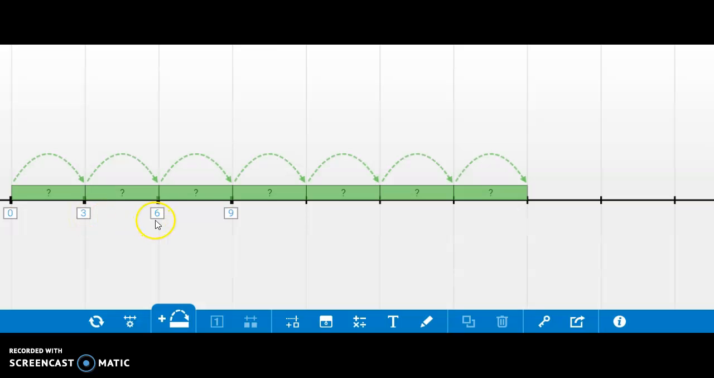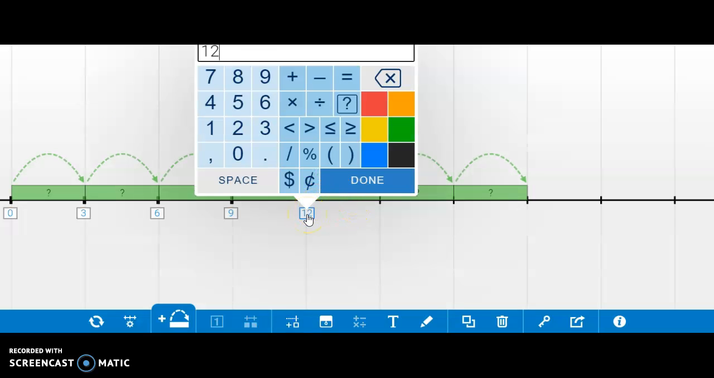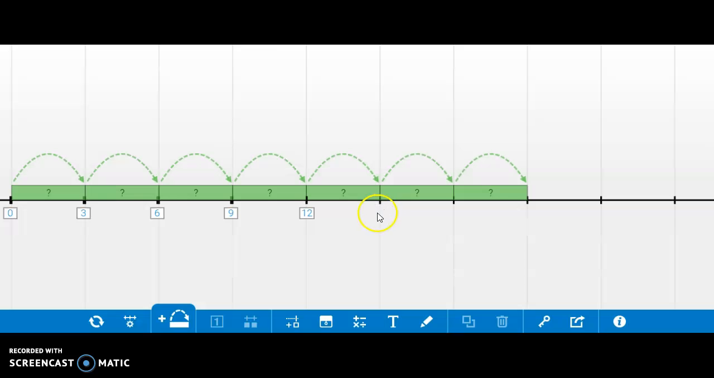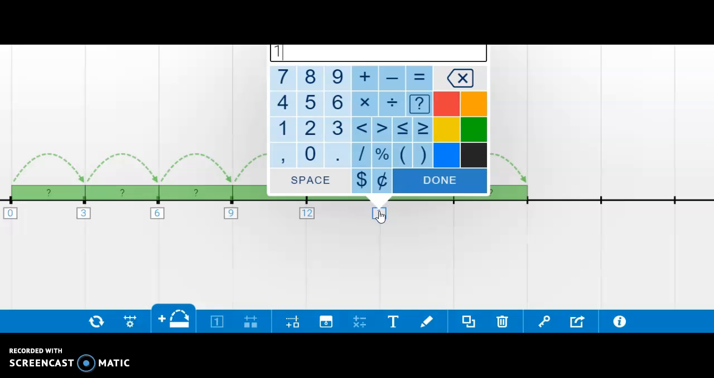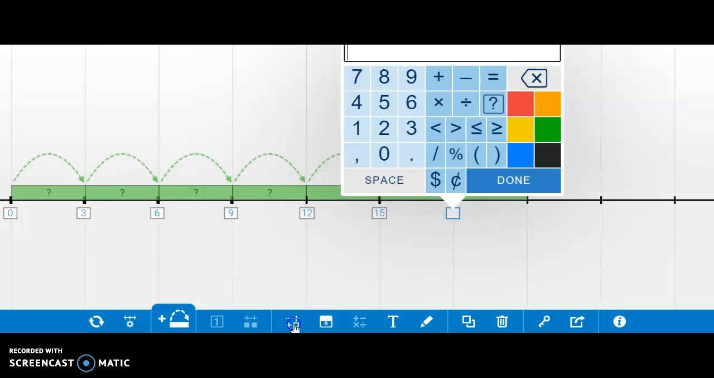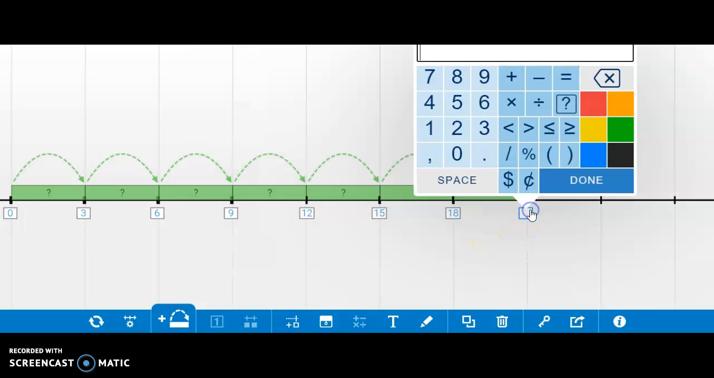So I'm going to go 3, 6, 9, 12, 15, 18, 21. So we know that if he runs 3 miles 7 times a week, that he's going to be running a total of 21 miles.